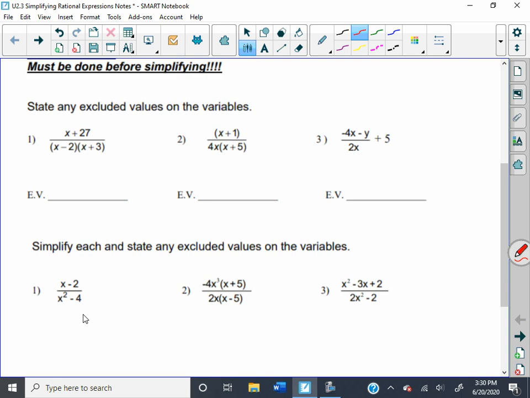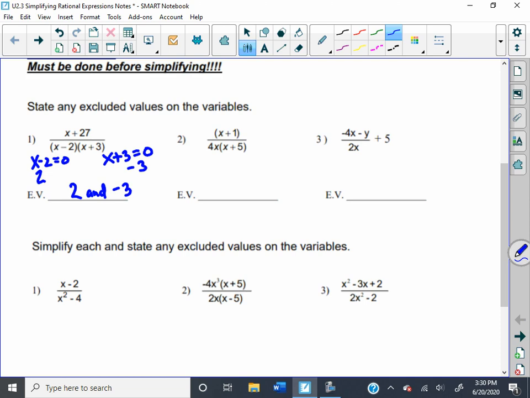So here we have the denominator. It's already factored for us, and if it's not factored, you do want to factor, and you don't have to deal with the bottom, the denominator, when they're talking about excluded values. So since the denominator in number 1 is already factored for us, if we set x minus 2 equal to 0 and solve it, and we set x plus 3 equal to 0 and solve it, we can get our excluded values. And so here, the excluded values would be 2, and then the other one would be negative 3.